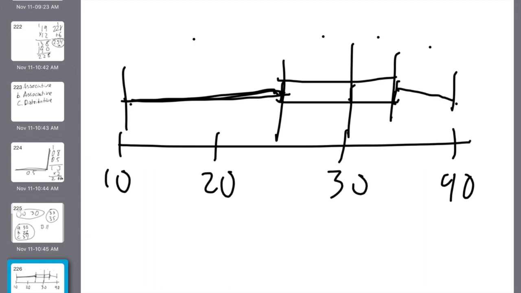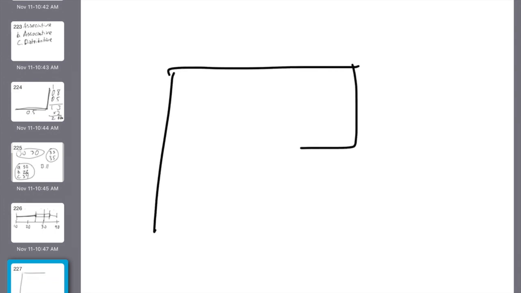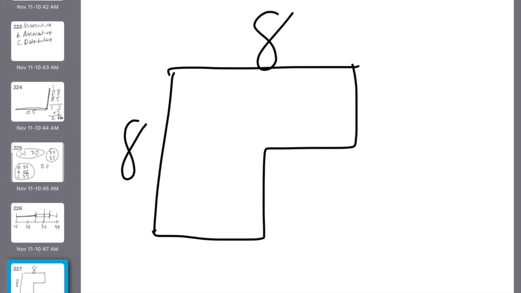Okay, moving on, number 9. It says refer to the figure at the right to answer A and B. What's the area? What's the perimeter? They give me an L shape. They gave me 8, and they gave me 8 over here. They gave me 4, and they gave me 5.